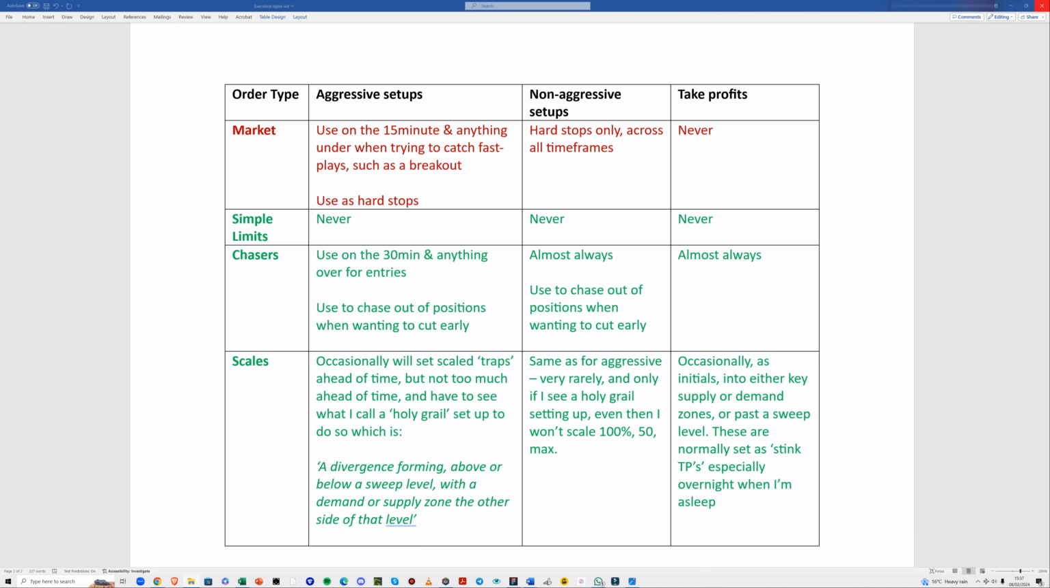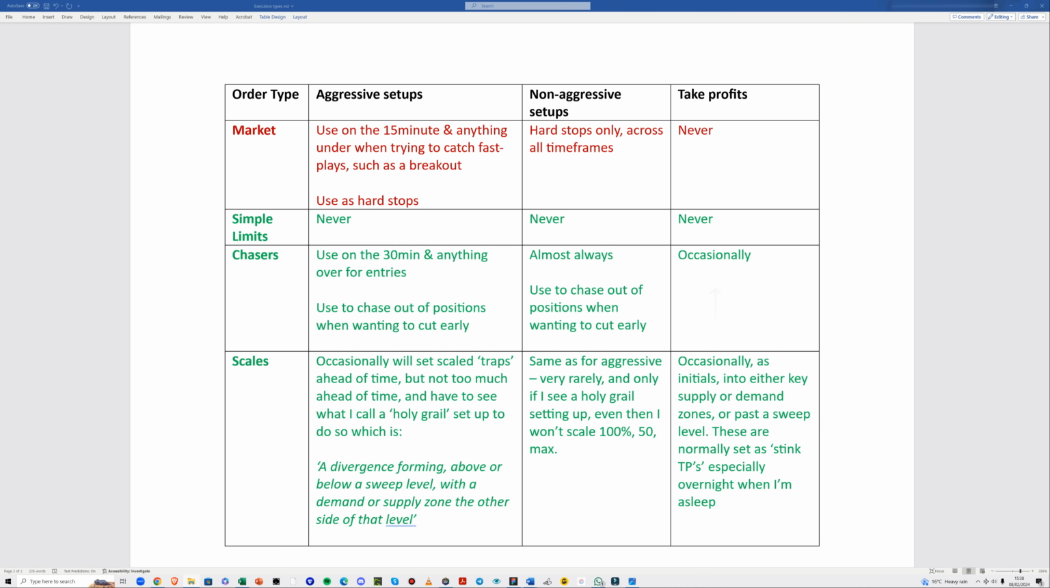Now, in terms of non-aggressive setups, you can see that pretty much all my entries are used via chasers, okay, for obvious reasons. And again, shares the same set of rules in that when I do want to cut positions early, I will use chasers to do so in a way that benefits me.